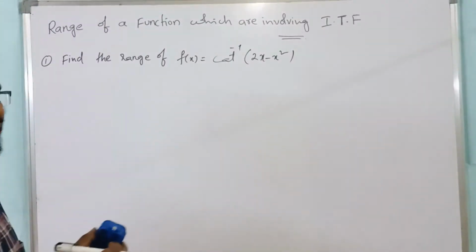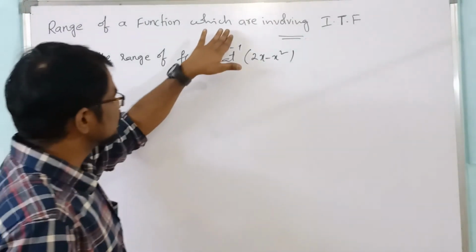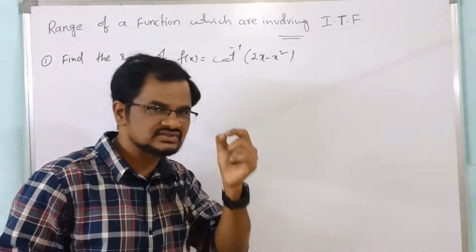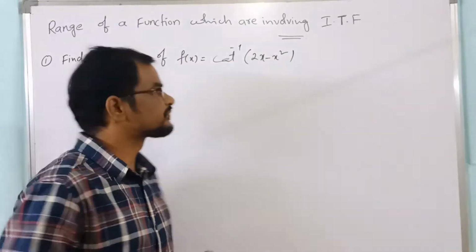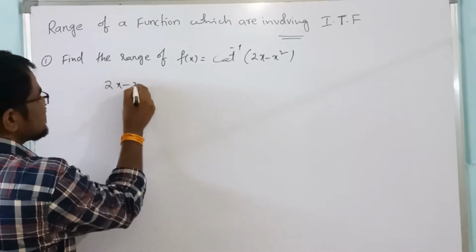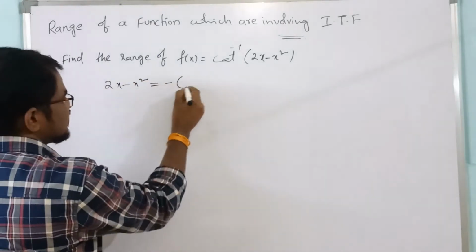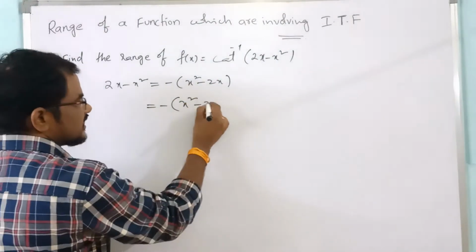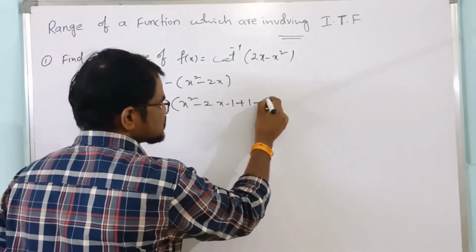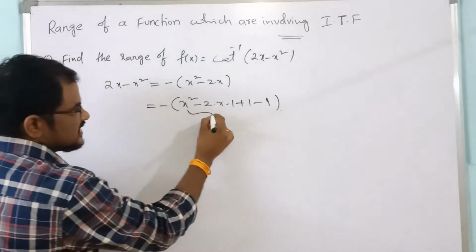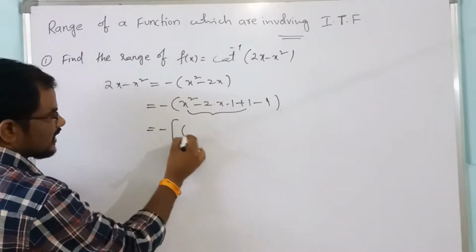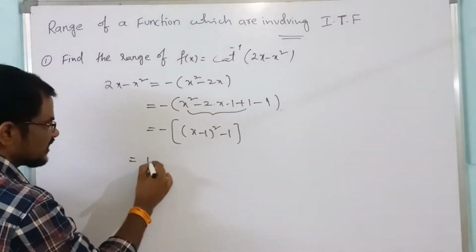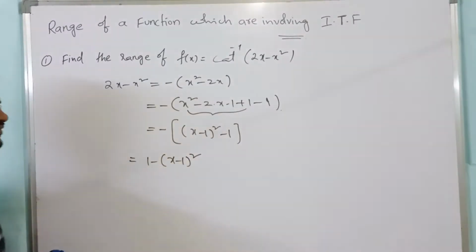See the second problem. Here also f of x equals cot inverse of 2x minus x square. Here also we have to observe where 2x minus x square exists. 2x minus x square can be written as minus of x square minus 2x, that implies minus of x square minus 2x plus 1 minus 1. From these three terms we can write x minus 1 whole square minus 1. Now multiply with minus: that is equal to 1 minus x minus 1 whole square.